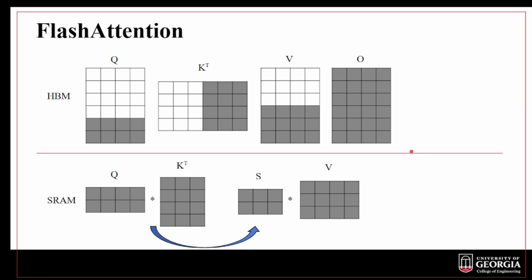We can see that by using matrix tiling and operation fusion, we avoid storing the intermediate S matrix in HBM, which has significantly reduced idle time and improved the efficiency.